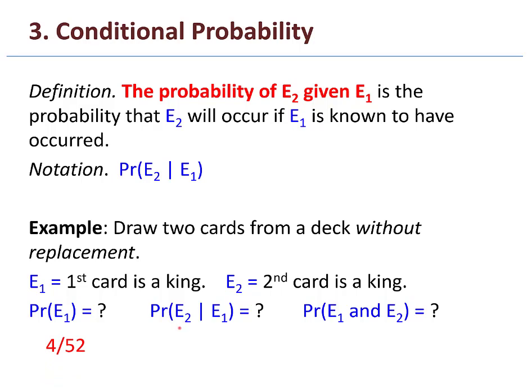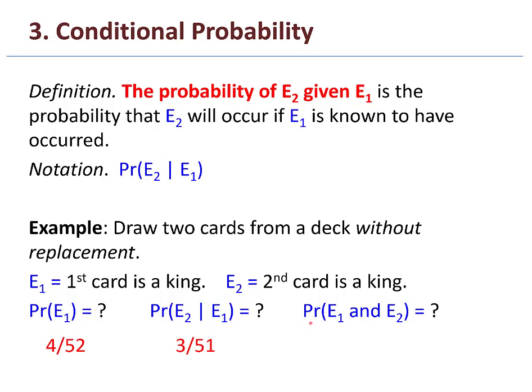But now, here's the trick. What's the probability that the second card is a king, given that the first is a king? So if I already know the outcome of the first card, well, then there's only 3 kings remaining. And there's also only 51 cards remaining. So that probability is 3 out of 51.